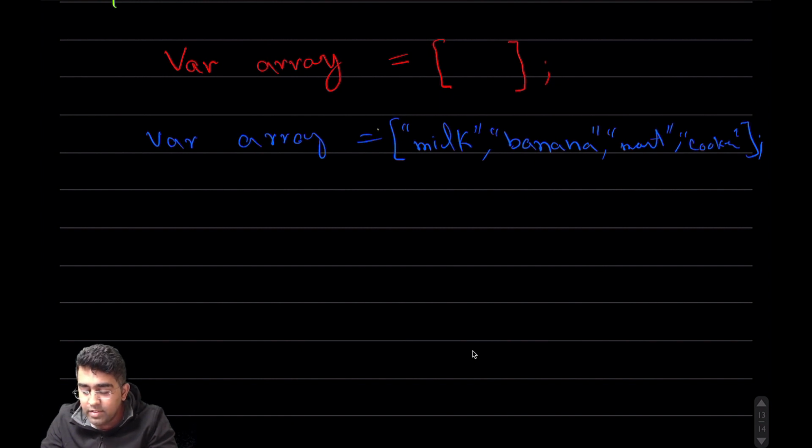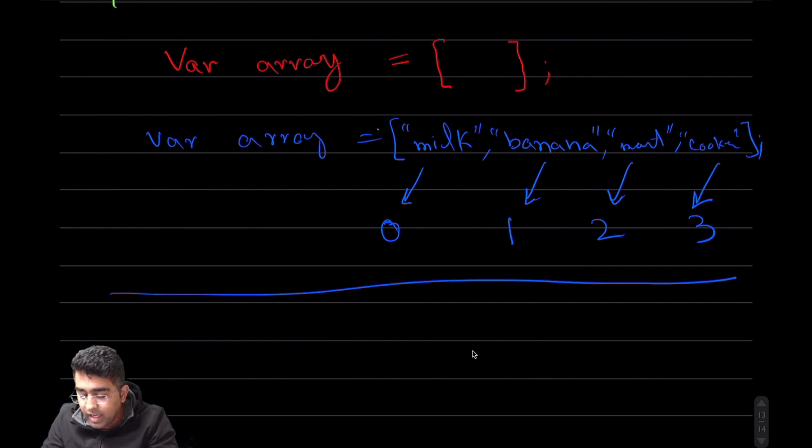Now take a look at this. When you define it this way, the compiler will automatically assign the index for milk, for banana, for meat, and for cookie in an array. Arrays are index based. So what is the starting index for an array? It's zero. An array in JavaScript will always start from index zero and then onward. So that would be zero, and then we have two, and then three for cookie. So this is how you define an array in another way.